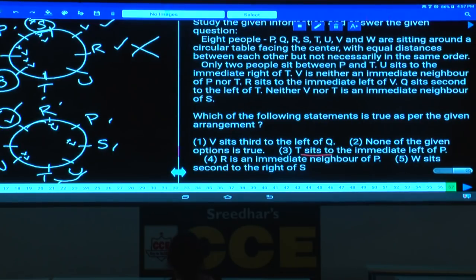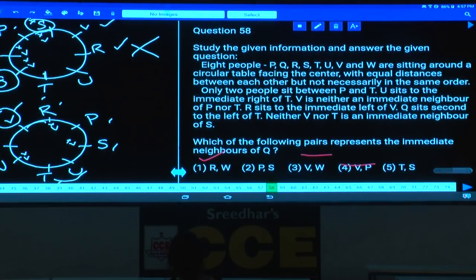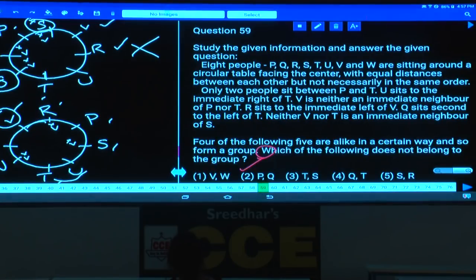And choice 3, T sits to the immediate left of P. As T is to the immediate left of P is false because T is third to the left of P. R is an immediate neighbor of P, that is definitely true, choice 4. Then question number 58. Which of the following pairs represent the immediate neighbors of Q? Tell me who are the neighbors of Q? P and S. P and S, that is choice 2.